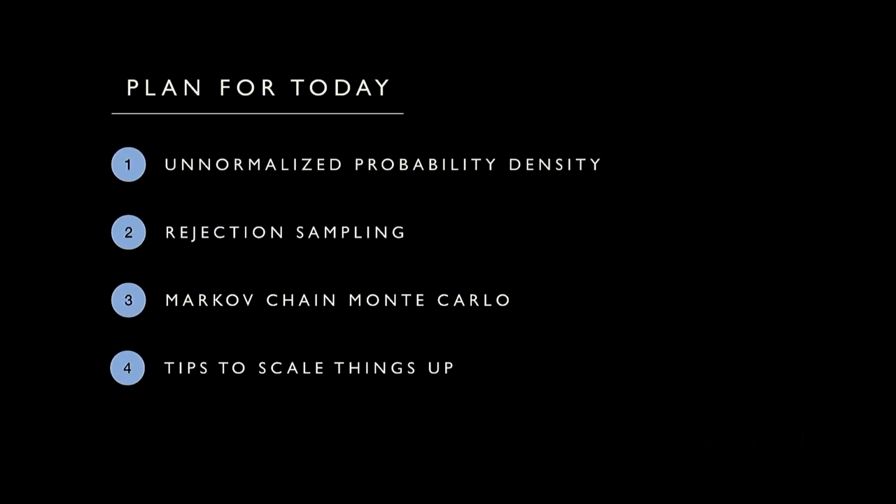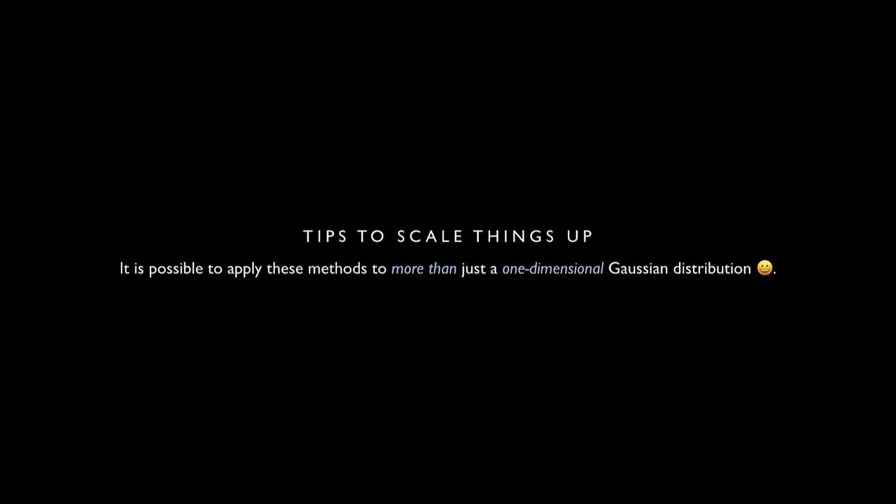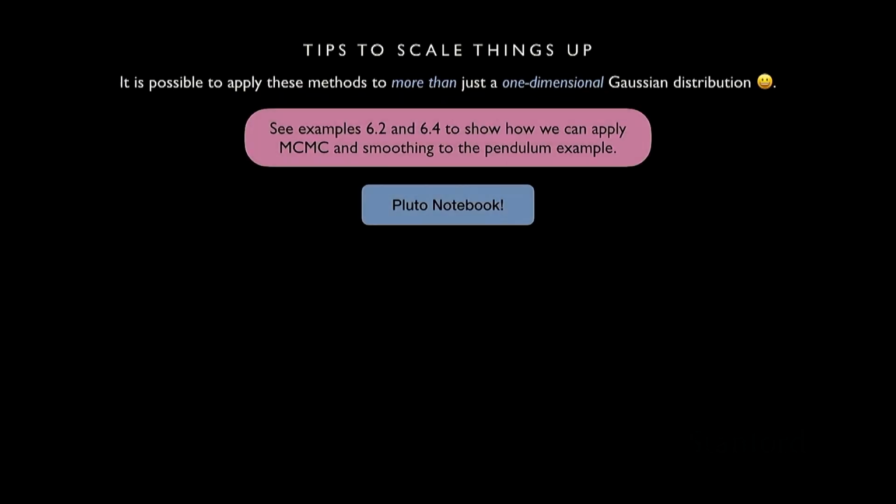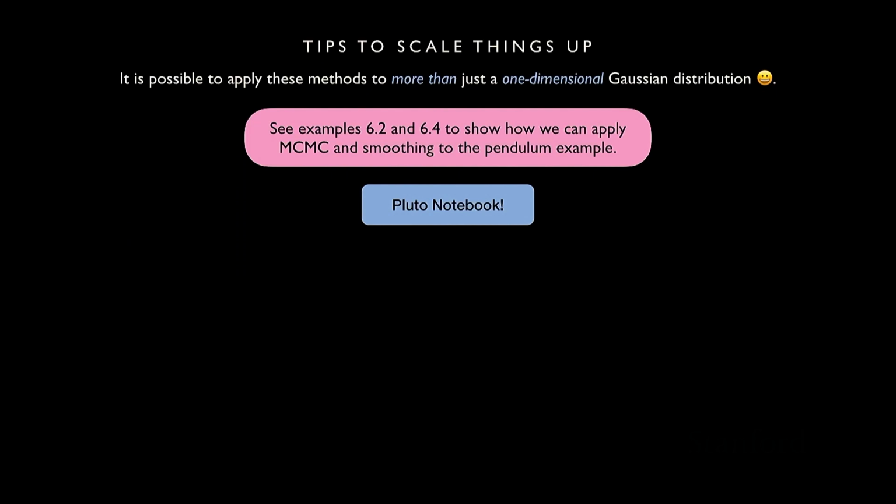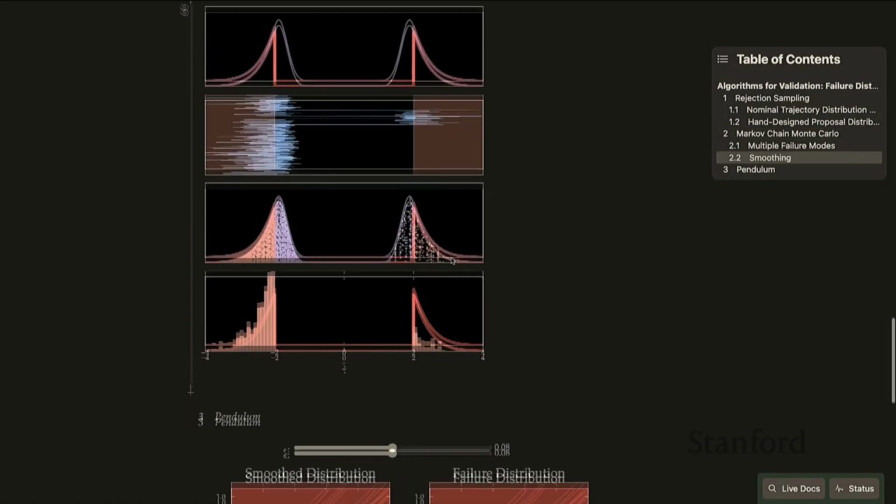Okay. Cool. And so the last thing to wrap up the failure distribution is just a few quick tips for scaling things up. I wouldn't be showing you these methods if it wasn't possible to apply them to more than just a one-dimensional Gaussian distribution. We can in fact scale them up to very high-dimensional problems. For example, the pendulum we know is around 50-dimensional, and we can still scale it up to draw samples from the failure distribution of the pendulum. I'd recommend checking out these example problems in the book if you want to see exactly how all the code works. But just to prove to you that it does work, I'll show it to you real quick.